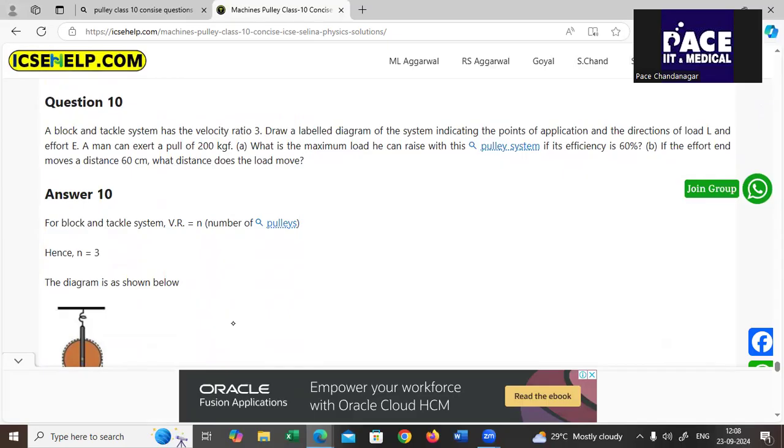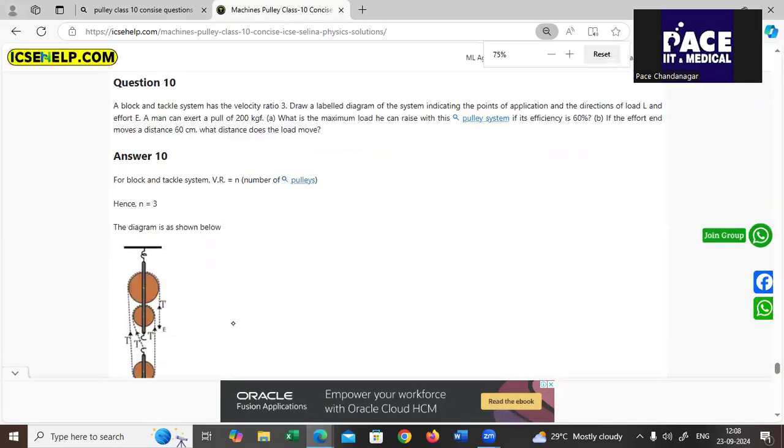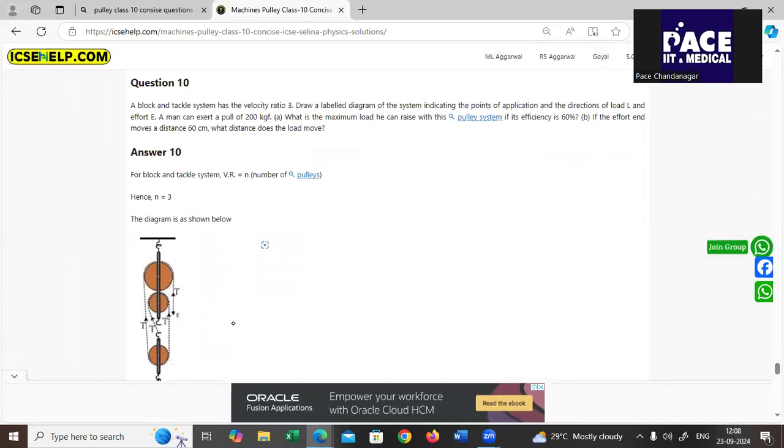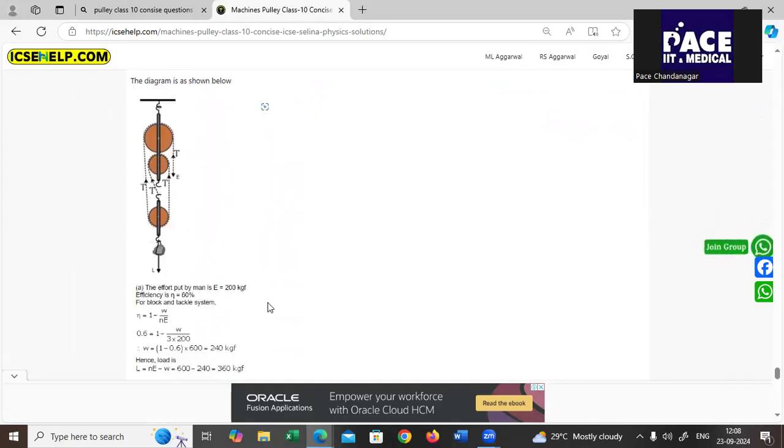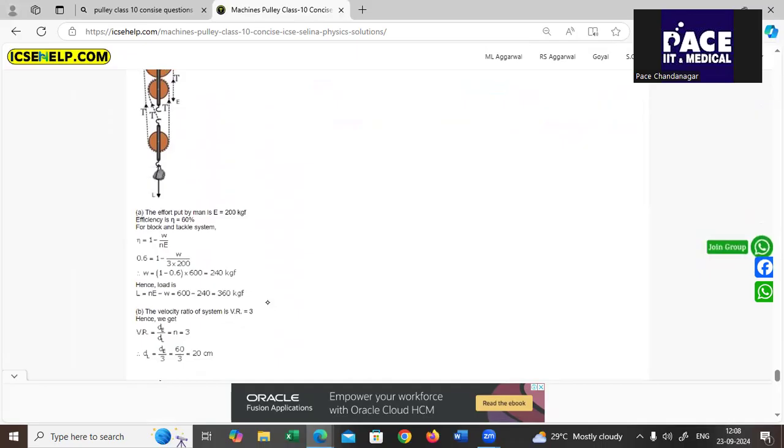Next, you have a block and tackle system that has a velocity ratio 3, VR 3, which means that it is having 3 pulleys, and the system indicating the points of application of the directions of the load and effort. A man can exert a pull of 200 kgf. What is the maximum load that he can raise? So for efficiency, 60%, they say. See, efficiency is equal to 60%.